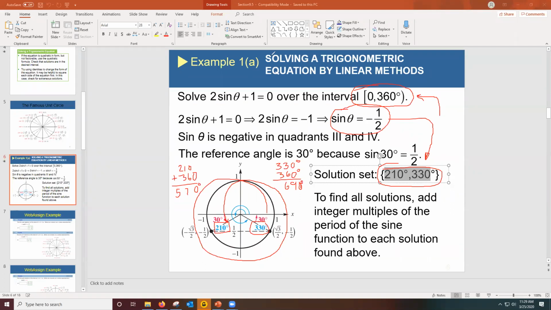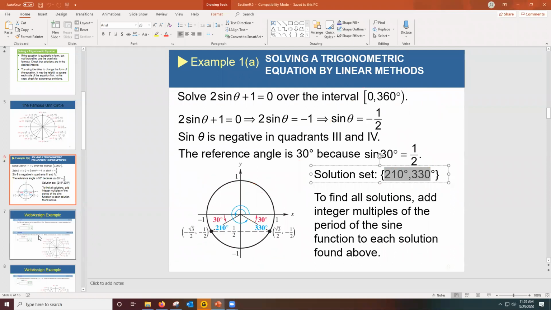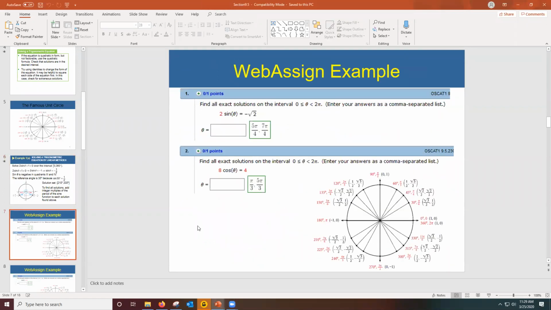All right, let's do some WebAssign examples just so you can see the setup of these. Let me go to this top example to start with. We'll use the unit circle here to help us out.